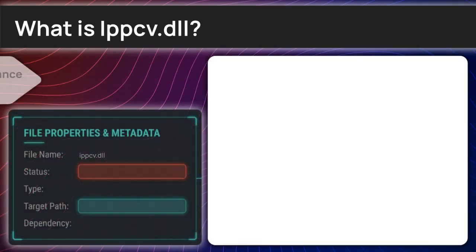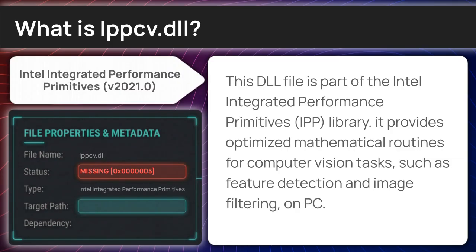This DLL file is part of the Intel Integrated Performance Primitives (IPP) library. It provides optimized mathematical routines for computer vision tasks, such as feature detection and image filtering on PC.